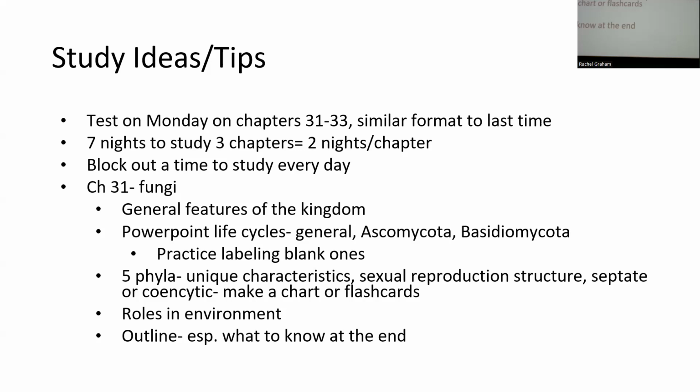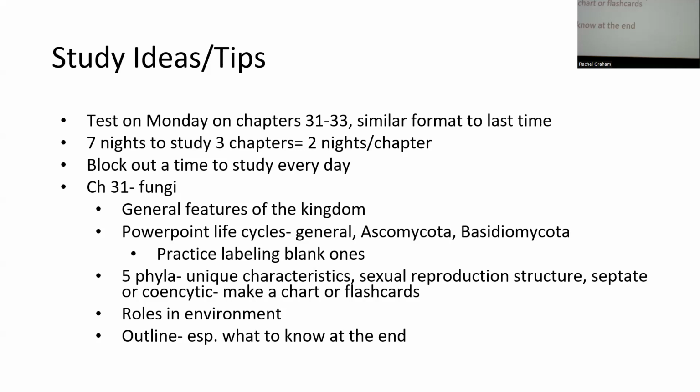There are 5 phyla of fungi that you need to know. What are their characteristics that are unique to each phyla? Usually that characteristic is what is their sexual reproduction structure. Are they septate or coenocytic or aseptate? Make a chart of these. Make flashcards. You have one from your lab that you might not have gotten back there. So make another chart.